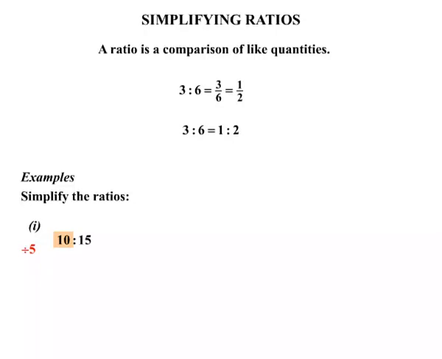So firstly the 10. 10 divided by 5 will give us 2. And then the 15, if we divide that by 5, we get 3. So our simplified ratio there is 2 to 3.